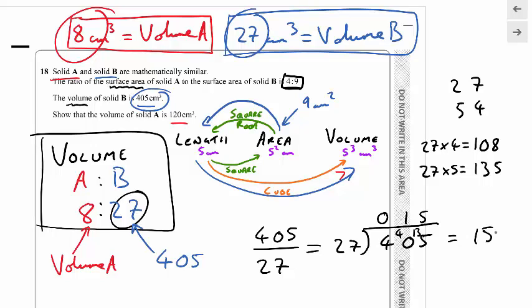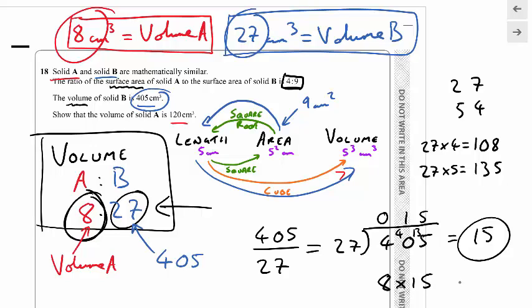Okay, so actually I've got 15 here. So that's per unit in my ratio. But then I'm going to have to multiply that by 8. So each unit in my ratio is worth 15. But for volume A, I want 8 of those units. So it's going to be 8 times that. So 8 times 15.